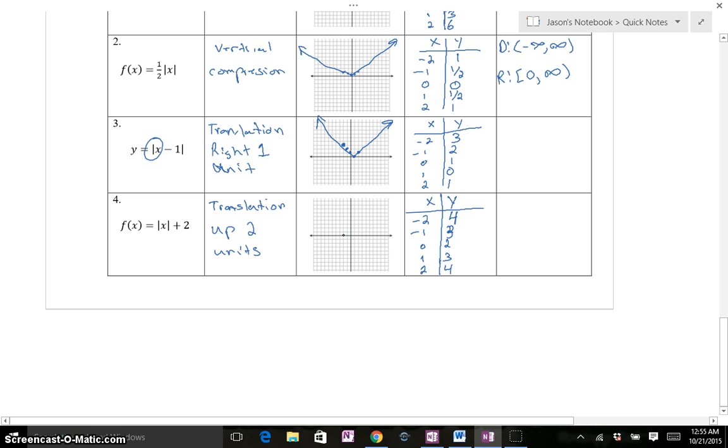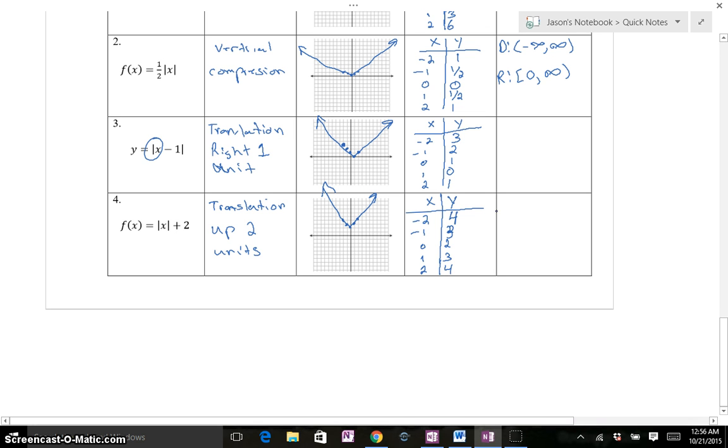I'm going to graph those. -2, 4. -1, 3. 0, 2. 1, 3. And then 2, 4. And there is our function. It moved up 2 units from the origin.